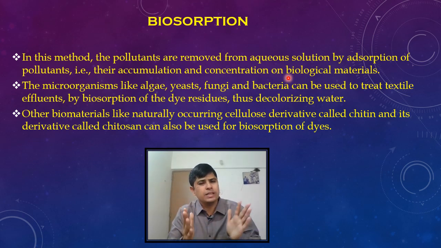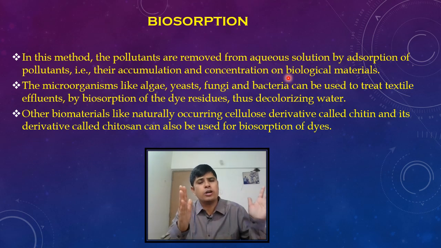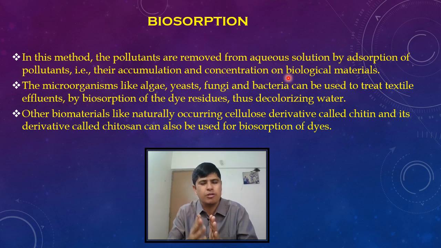In the last physical process, the primary remediation process, we saw sorption, that is adsorption of pollutants on charcoal. I'm not going to say it's completely chemical, but it is adsorption of pollutants on a physical matter, charcoal. Now here, adsorption of pollutants is on biological material, hence it is called biosorption.